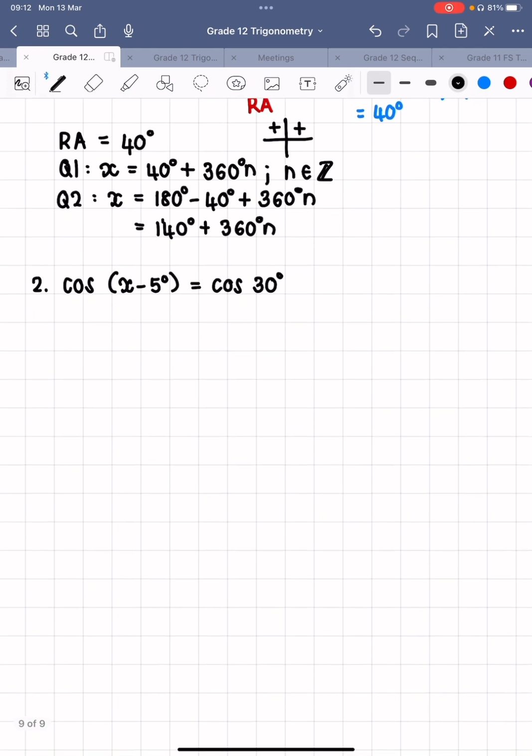Okay, I would like you guys to do this one on your own quickly. Cos of x minus 5 degrees is equal to cos of 30. Guys, do I have a cos? Cos equals cos. Yes. So what is my reference angle going to be? 30 degrees. What is the angle that you're going to write in your quadrant, whatever's, your solutions? X minus 5. Okay. Do that one on your own, please.